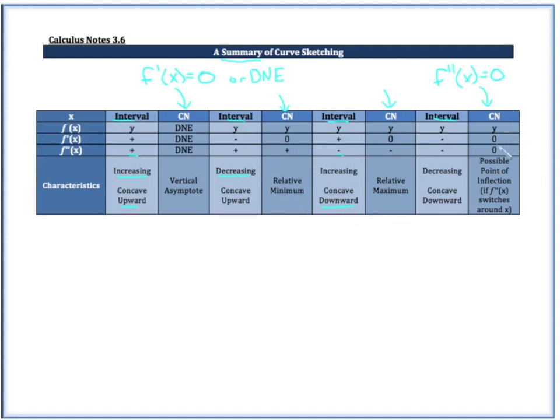Now, in this case right here, we had a second derivative that was 0. And this is going to be a possible point of inflection if f double prime of x switches signs around x. So let's just say there was a point right here where the second derivative was 0. Now the interval to the left, the second derivative is negative. So what this is saying is if this interval has a positive second derivative, this would become a point of inflection. Okay? If this were negative, however, this would not be a point of inflection. All right, so we're going to use this table and hopefully our understanding of it to sketch a couple curves here.